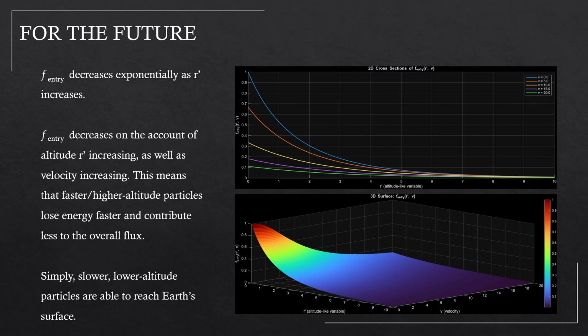As seen here, the function of entry will decrease exponentially as r prime increases. This means that the function of entry decreases as the altitude of r prime increases, as well as the velocity increasing. This means that the faster or higher altitude particles will lose energy faster and contribute less to the overall flux. Simply put, slower, lower altitude particles will be able to reach Earth's surface.